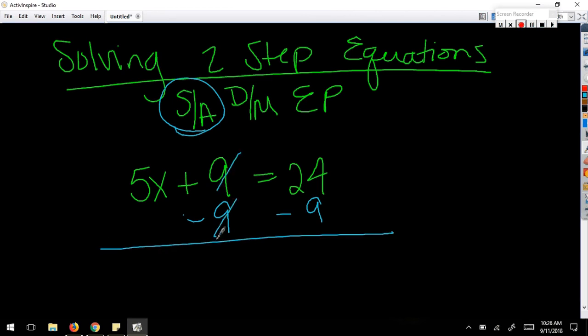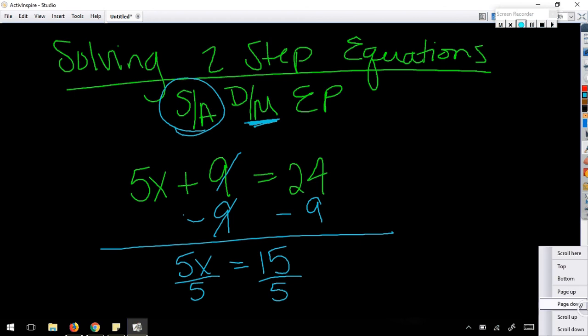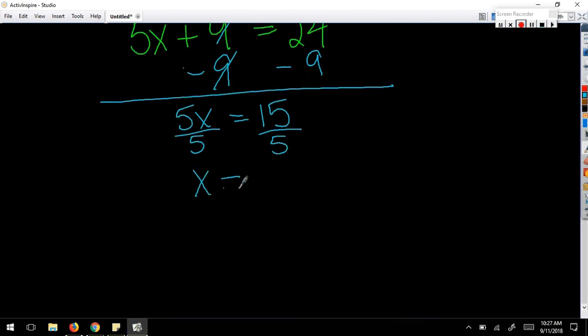Guys, I need y'all to focus. So the 9s are now gone, and I have 5x. What's 24 minus 9? 15. Okay, what's the next part? You divide it by 5, exactly. Now it looks like what we did yesterday, but I'm moving on to the multiplication and division. Aiden, you're absolutely right. I divide by 5. x equals 3.